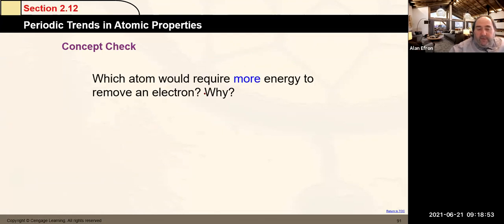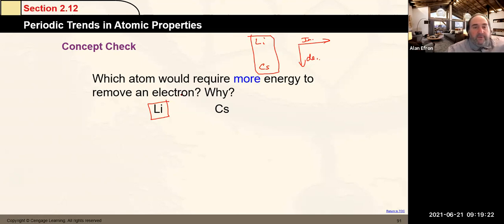Now, which atom would require more energy to remove an electron? Looking at lithium and cesium, these are actually in the same group on the periodic table. And remember, our general trend is that ionization energy increases that way and decreases as you go this way. So we would expect lithium to require more energy to remove that electron than cesium, because the outer electron is closer to the nucleus than the one on the bottom.